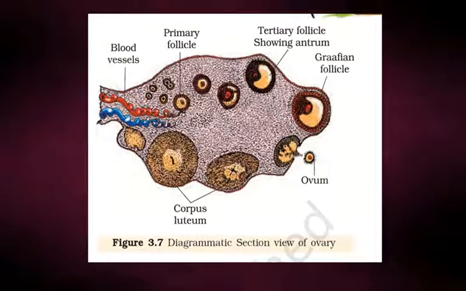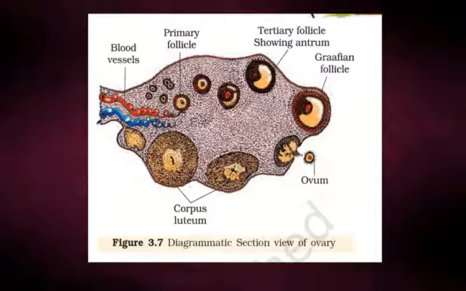All these stages occur together inside an ovary. That is, different ova in different stages are present simultaneously in an ovary and are seen here in the diagram. You have the primary follicle with primary oocyte. The primary follicle develops into secondary and then into tertiary follicle.